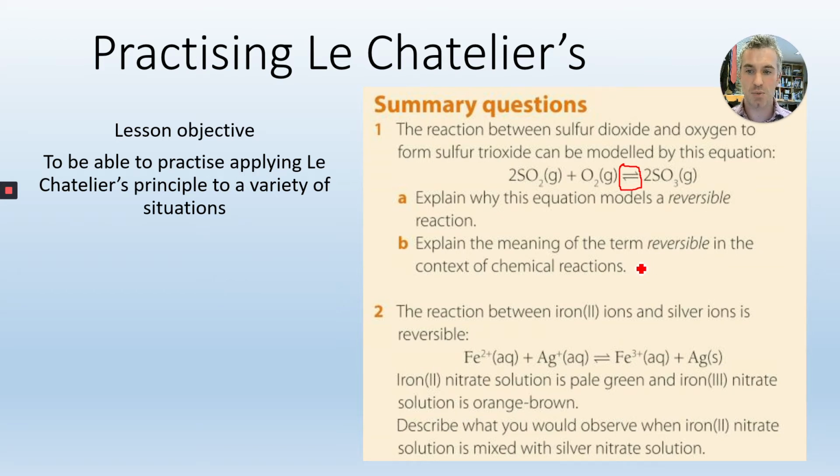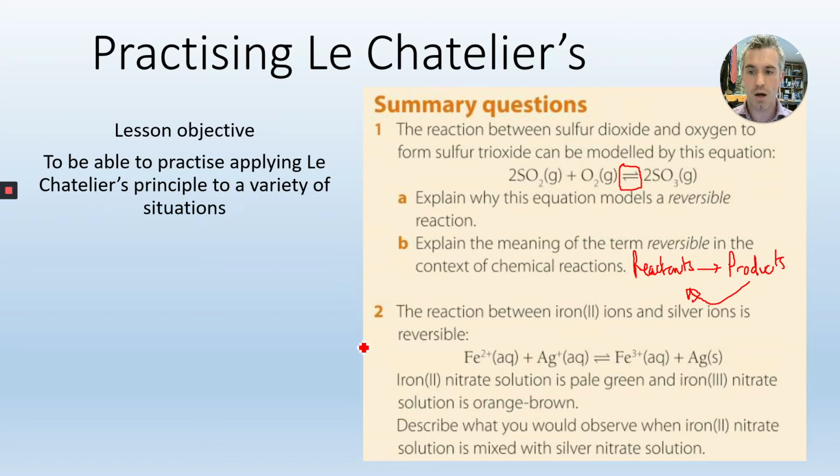A reversible reaction is when reactants can form products, but products can turn back into reactants. Excellent. The reaction between iron 2 ions and silver ions is reversible. We have Fe2+ (aq) plus Ag+ (aq), reversible reaction sign, Fe3+ (aq) plus Ag (s).